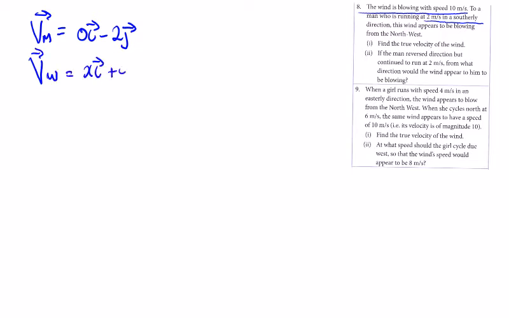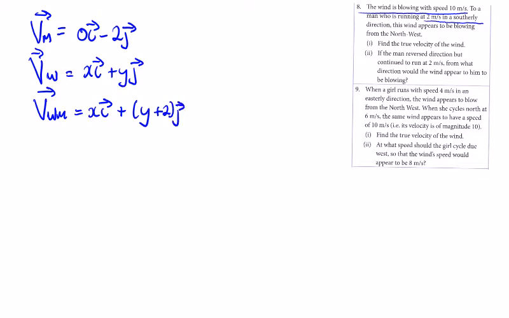Question 8. We're given the speed of the wind, so the magnitude of the velocity is equal to 10. A man is running at 2 meters a second in a southerly direction. So the velocity of the man is 0 in the I direction, and it's going southerly, so -2 in the J direction. The velocity of the wind is x in the I direction plus y in the J direction. And the velocity of the wind relative to the man is x minus 0, x in the I direction, plus y minus -2, y plus 2 in the J direction.